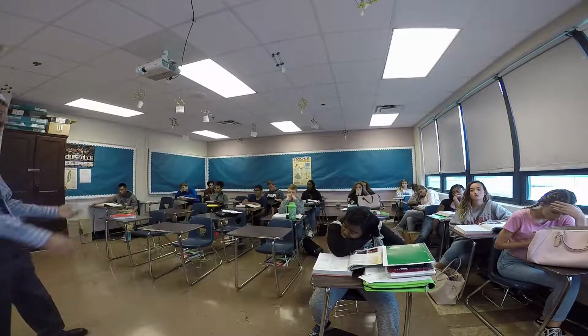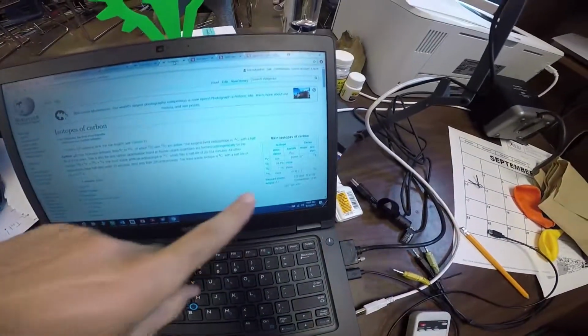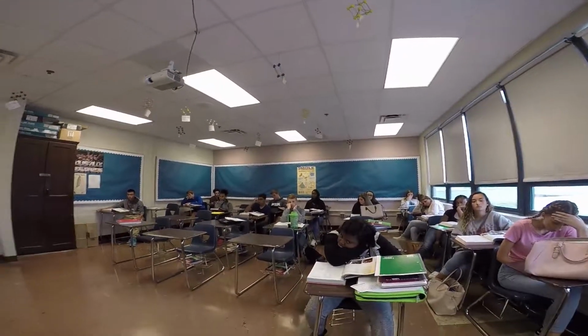You can look at patterns, and when you go on the internet and look at the isotopes of carbon, it will say carbon 12, 99% abundance, and it'll say stable next to it, because it's not going to follow a pattern to decay into something else.